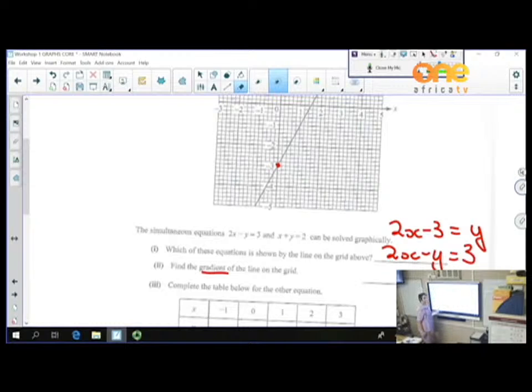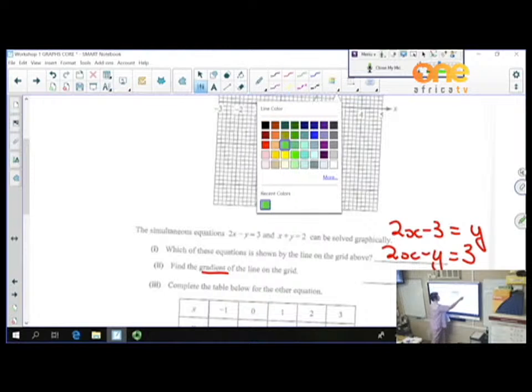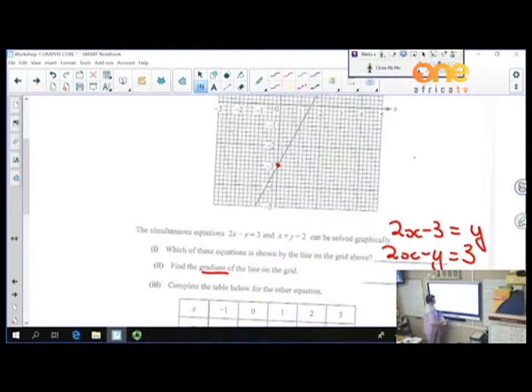Now I can read off the gradient, but I can also see it in the equation. So it doesn't matter which method you are using. So if we look here at the standard form one, what is the gradient? This is m. Y is equal to mx. M is the gradient, not the x, only m. So the gradient is going to be 2. Or you can even write 2 over 1. That's the same thing if you want to write it like that.